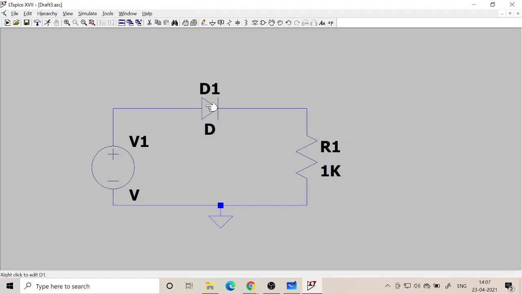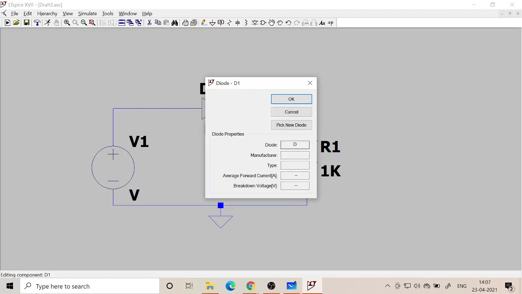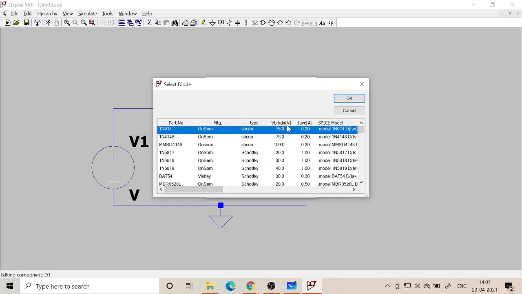And then the diode: either you can just leave it as such, or if you want a particular diode corresponding to the component that you use in the lab, again bring the hand symbol on top of the diode and right click, and then pick whatever component that you want to assign. The silicon diode usually starts with this 1N.